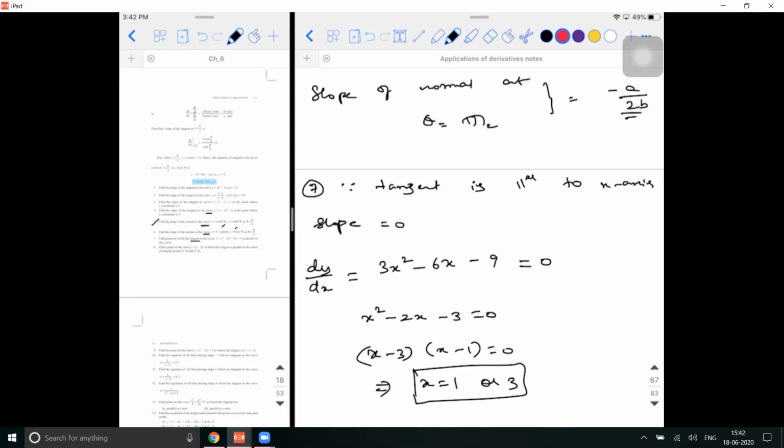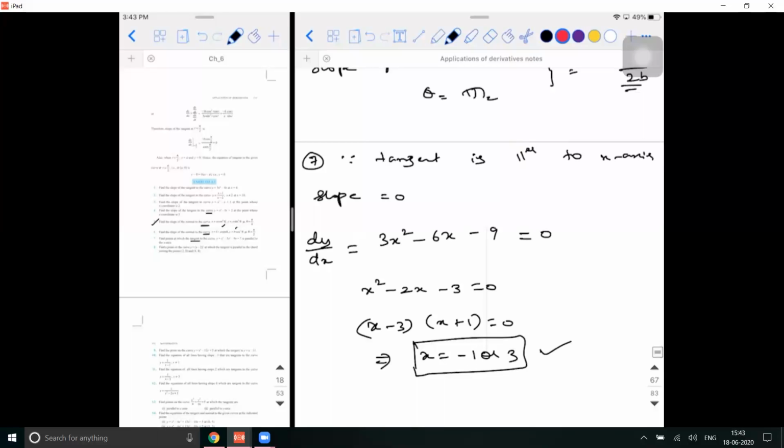Sir, it should be x plus 1, no, sir. Minus 3x square minus plus 6. Yes, x plus 1. Yes, sir. Sorry. Then it will be minus 1 or 3. So this is the answer, minus 1 or 3.